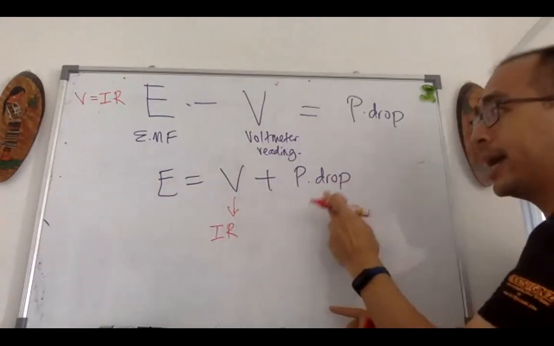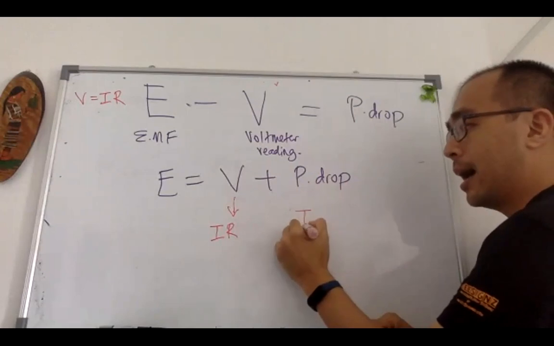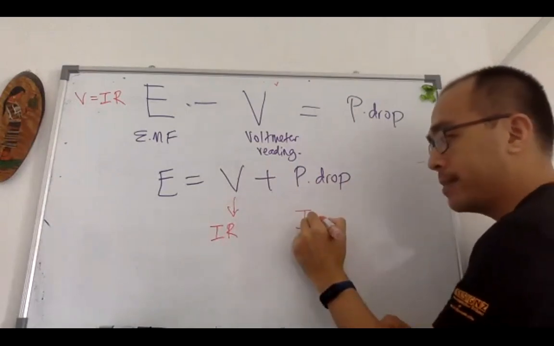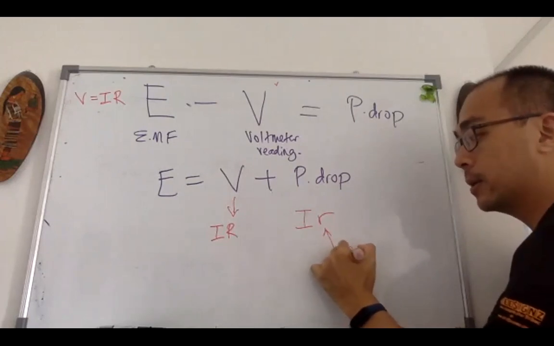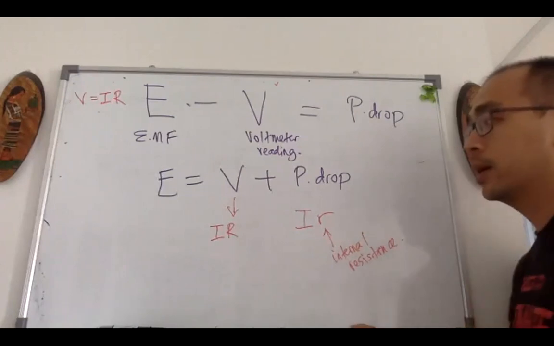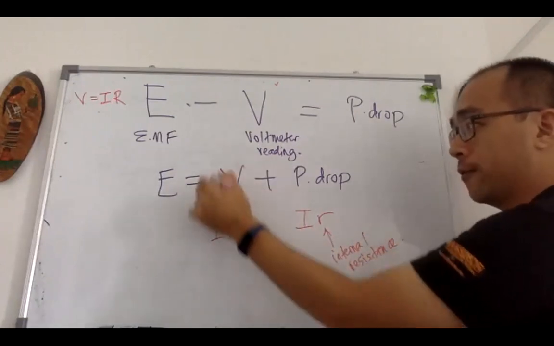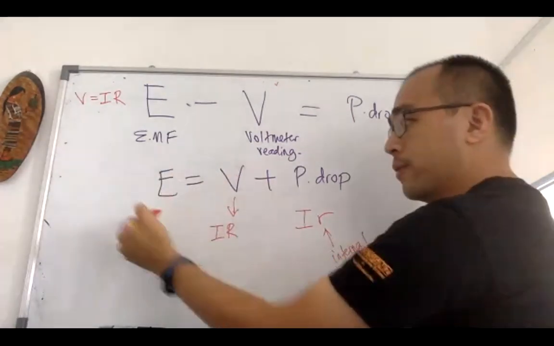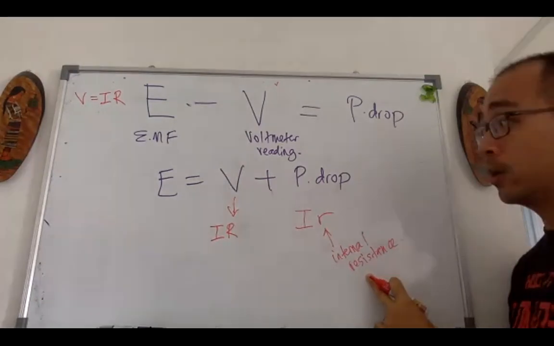And at the same time, since this is IR, this also must be I, but I'm going to call this times a smaller r because this is the internal resistance. So if I know the resistance of the big one, and I know the electromotive force, I know the current, I can actually count the internal resistance, the small one.